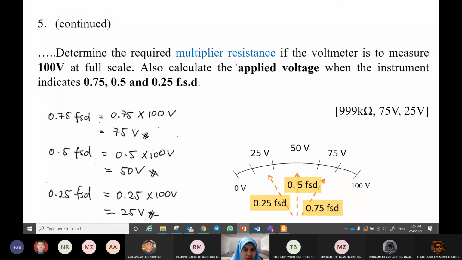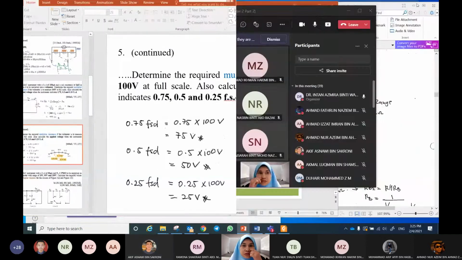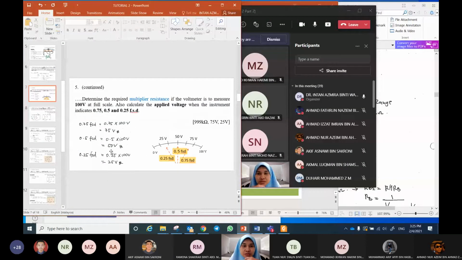Okay, how about if the voltage range is 50 volts? What did you get? 0.75 of the full scale. Let's say the voltage range is 50. So, what's the answer? 37.5. Good, 37.5. Okay, how about 0.5 full scale deflection?